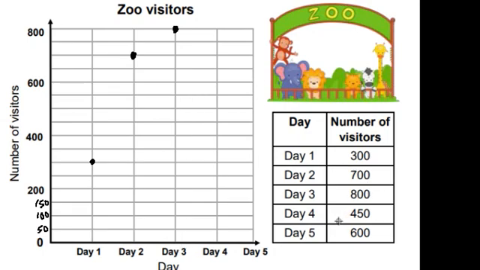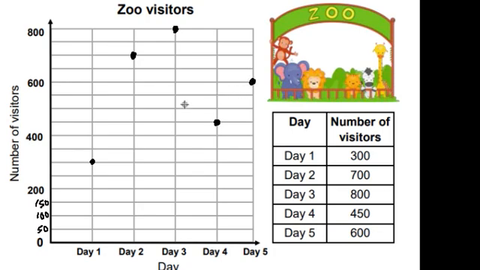Okay. Day 4, we have 450. So this is day 4 and this is 400. If this is 400, the next line is 450 because each line reads 50. Okay, I'm on the day 4 line. I can put my dot here. And day 5, 600. This is 600. I trace it down to day 5's line and I'm good to go.